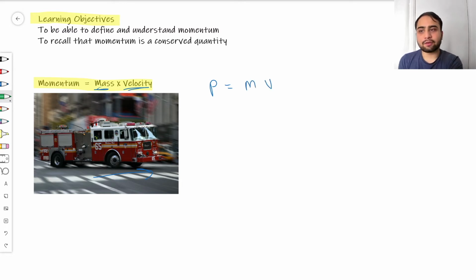Now, let's have a look at our units first. So mass, as always, just a standard unit. It's in kilograms. Now, velocity is again in meters per second, and you can see that we're just multiplying these two units together, and so our units for momentum end up being kilogram meters per second. Okay, so that's our unit right there. Now, what we also need to understand is that momentum is a vector quantity.